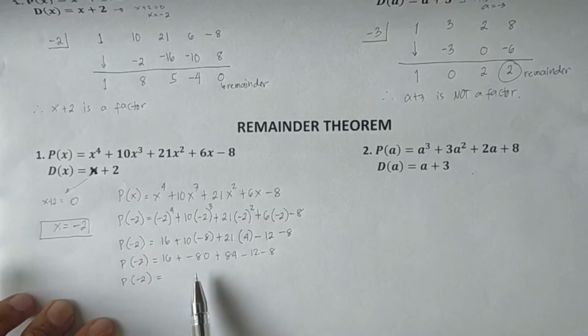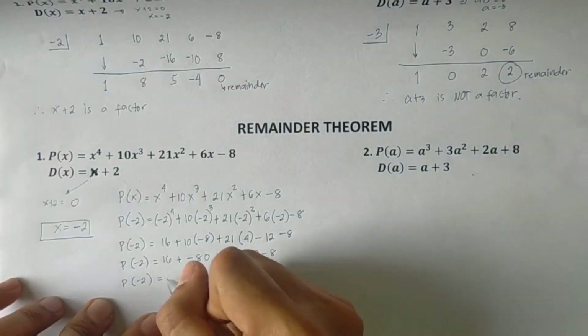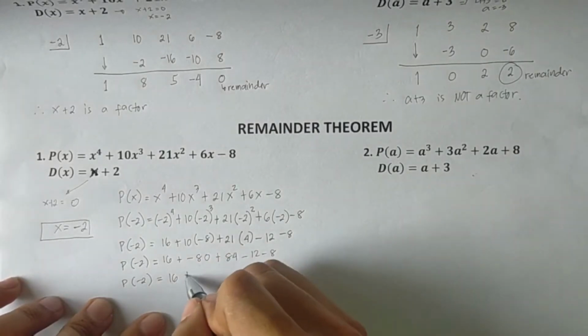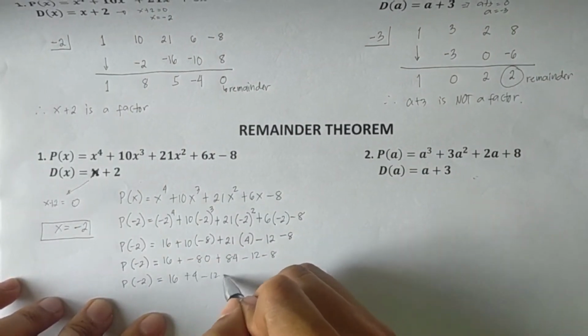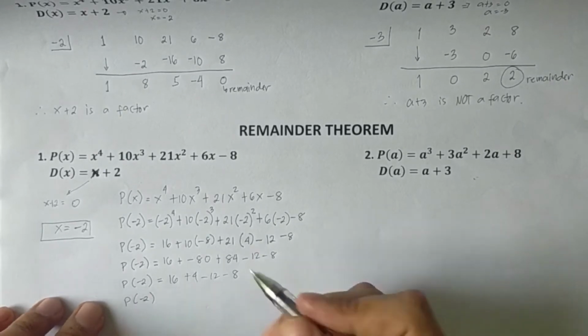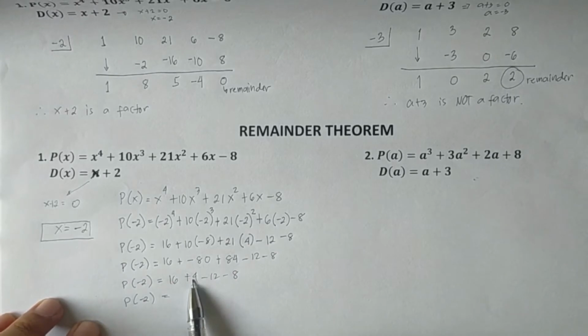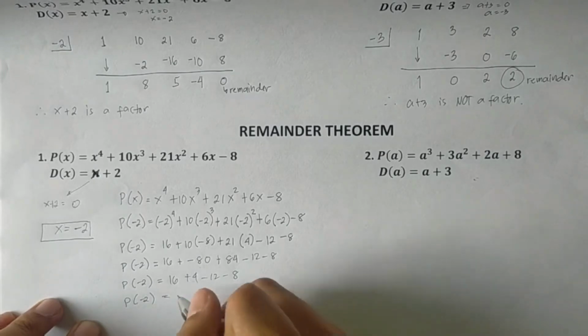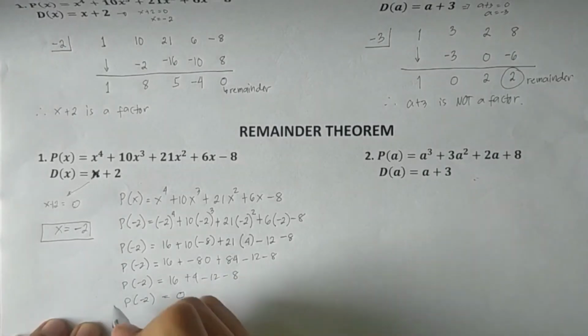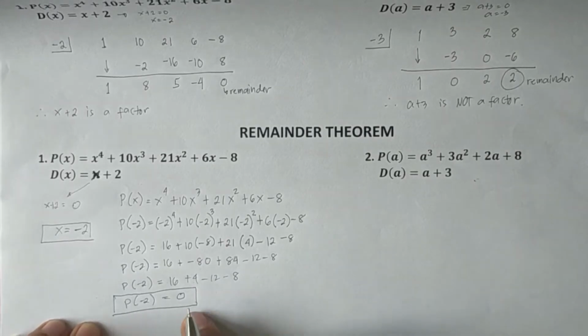Now, so we have 2, negative 80 plus 84, that is positive 4, minus 12 minus 8. So p of negative 2 is equal to 16 plus 4, that is 20, minus 12, that is 8, 8 minus 8, that is 0. So p of negative 2 here is equal to 0.